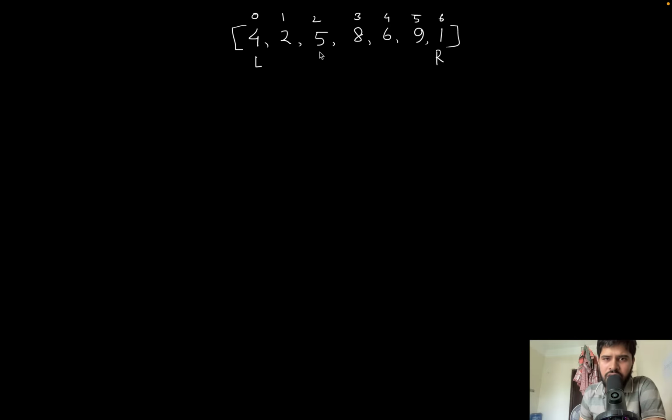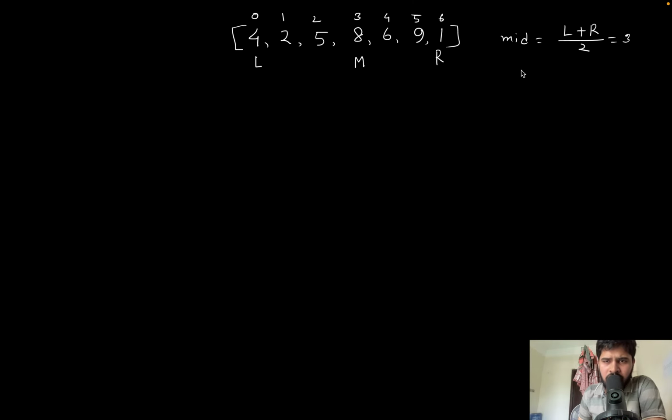How can we do that? In order to do that, first we have to find out the middle. So we can say mid equals left plus right divided by 2. So what do we get? If we calculate 0 plus 6 divided by 2, it equals 3. So we get mid equals 3. So what is our middle? Middle equals this. Okay.